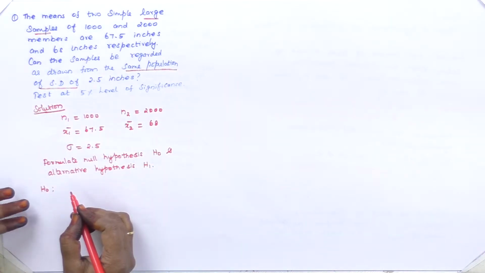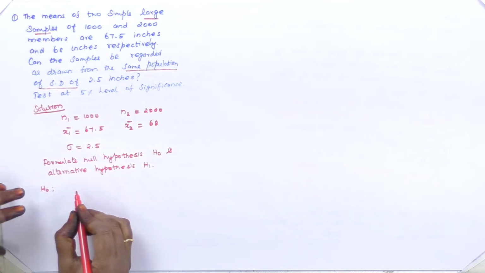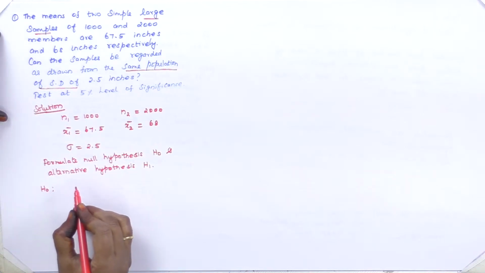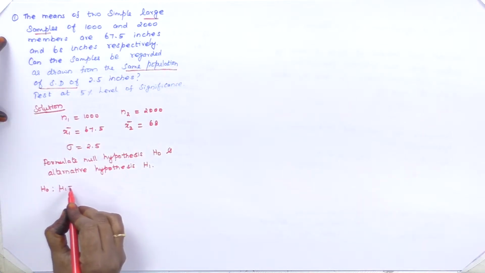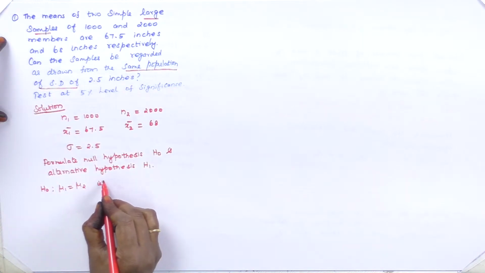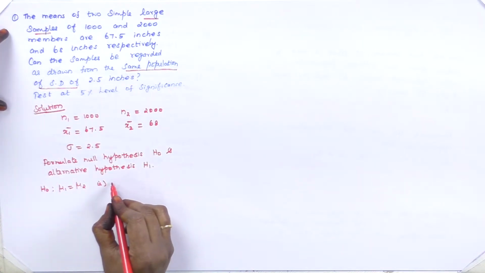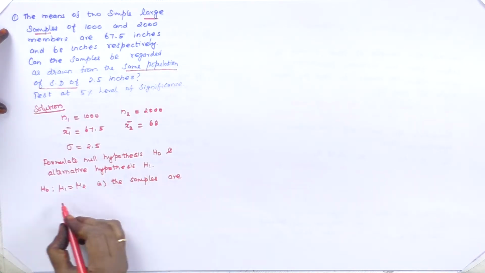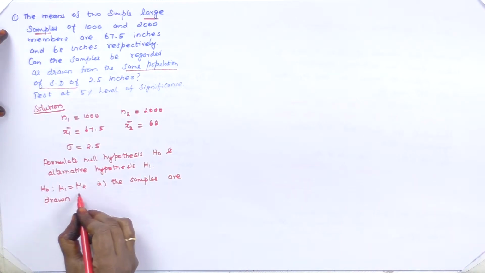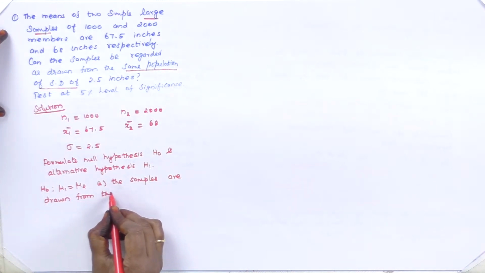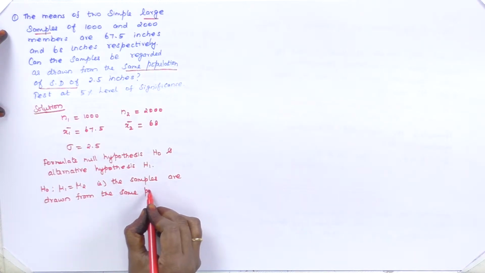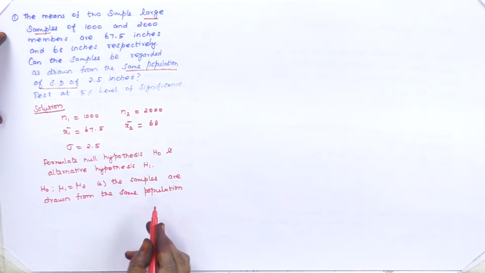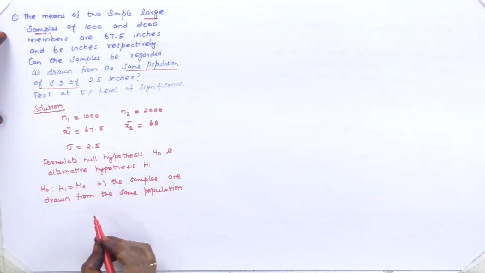Here we assume H0 is that there is no significant difference between the sample means, that is mu1 is equal to mu2, that is the samples are drawn from the same population. Okay, we assume the samples are drawn from the same population, that is mu1 is equal to mu2.